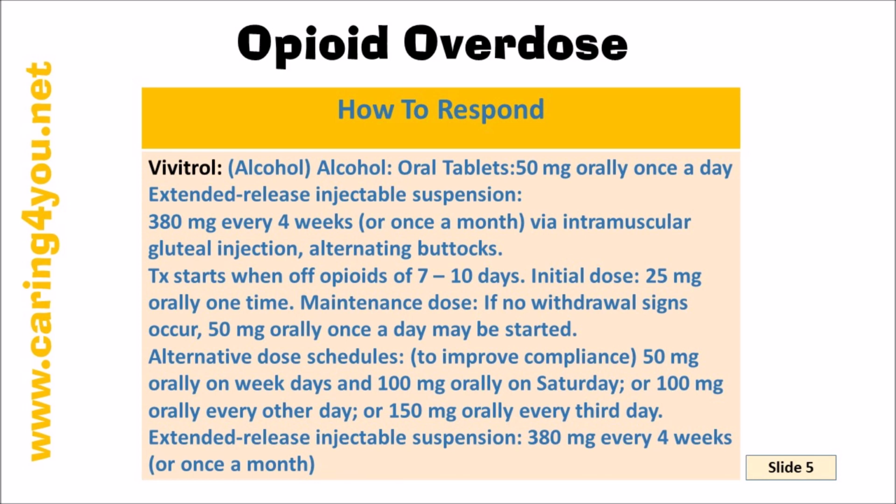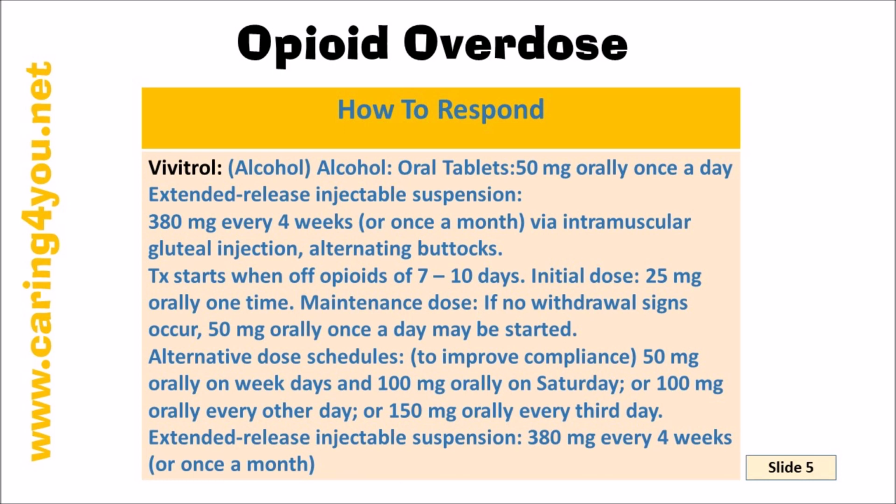Opioid. The treatment starts when they're off the opioids for 7 to 10 days. Your initial dose is 25 milligrams the first time. Your maintenance dose, if no withdrawal signs occur, 50 milligrams orally once a day may be started. Alternate dose schedules are 50 milligrams orally on weekdays, 100 milligrams orally on Saturday, or 100 milligrams orally every other day, or 150 milligrams every third day.